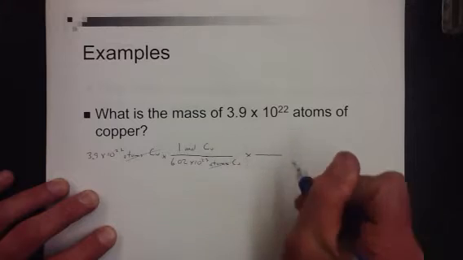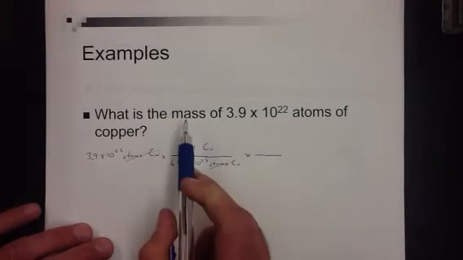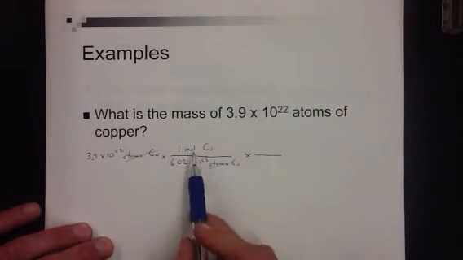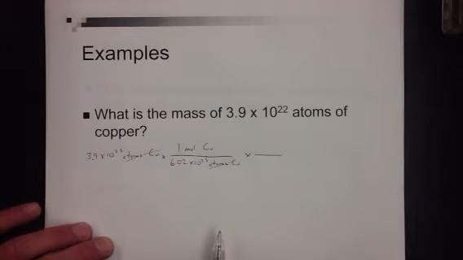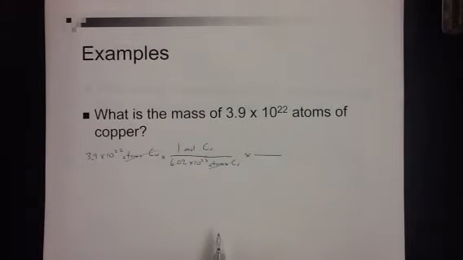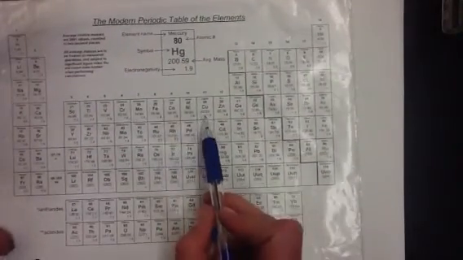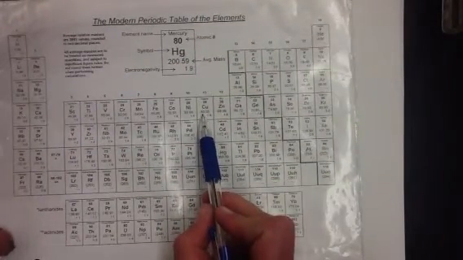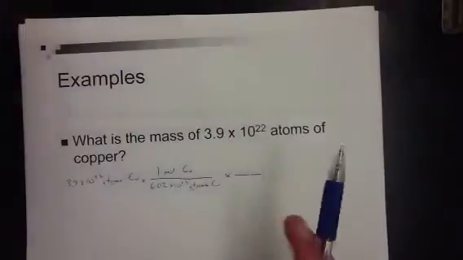The problem's going to take one more step, and that is that the question is asking us what's the mass. It didn't ask us for a number of moles. We need to take a second step. And so for the second step, we need to use the molar mass of copper. So I'll look at my periodic table. I'll find copper on the periodic table. Its molar mass, 63.55.